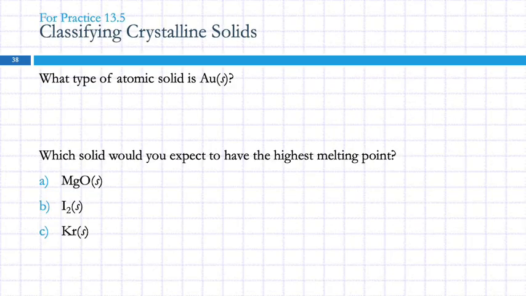So this is the kind of question you should be able to answer. What type of atomic solid is Au? Metallic, right? How do we know that? Well, we find Au on the periodic table, and even if we don't remember that it's gold, we see that it's in there with the other metals, right? It's a metal, so this is a metallic atomic solid.